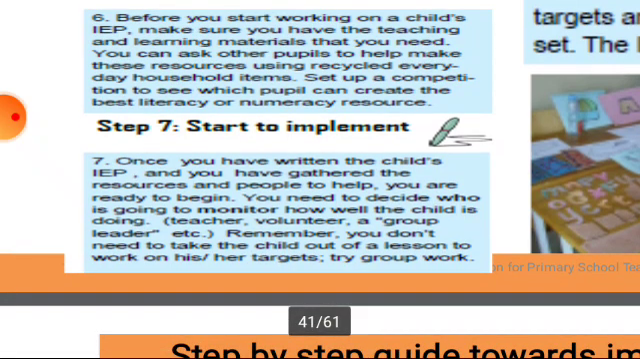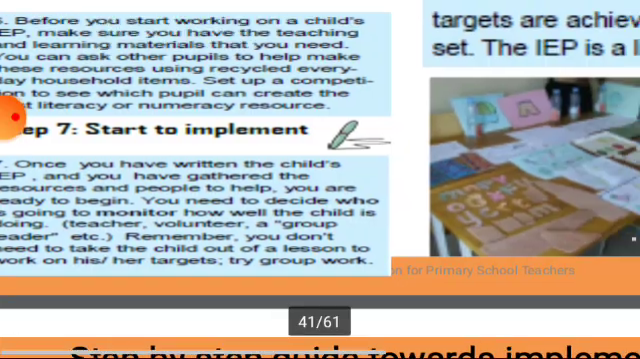Step number 7 is to start implementation. Once you have written the child's IEP and you have gathered the resources and the people to help, you are ready to begin. You need to decide who is going to monitor how well the child is doing. Teacher, volunteer, a group leader, and others. Remember, you don't need to take the child out of the lesson to work on his or her targets. Try group work.